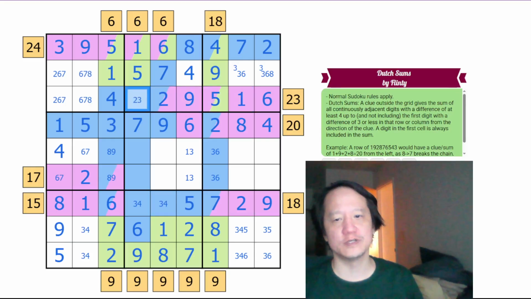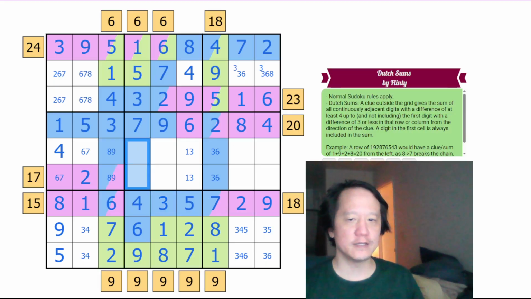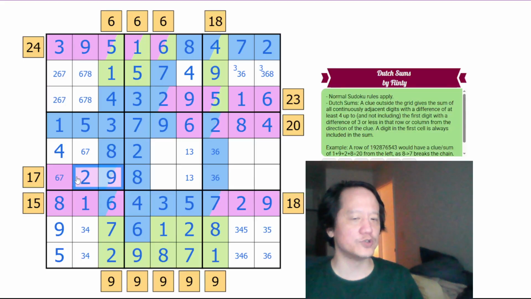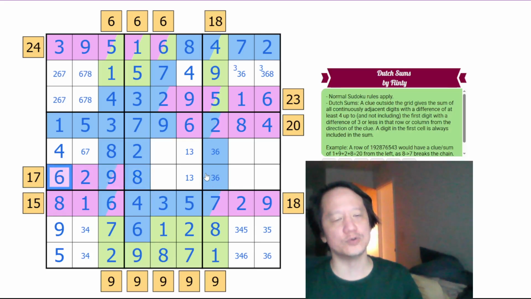2 eliminates 2 here, so it's 3, which eliminates 3 here. So that's 4 and 3. That leaves this as a 2, 8 pair. And 2 eliminates 2 here, so this is 8, which makes this 2. 8 eliminates 8 here, so it's 9, which makes that 8. So 2 and 9 add up to 11. 9 and 8 are not 4 apart from each other, which gives us this 2 and 6.